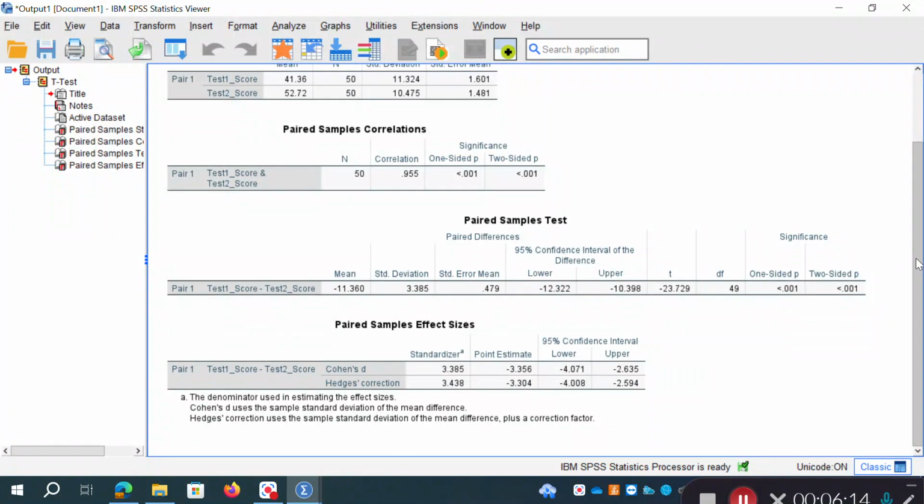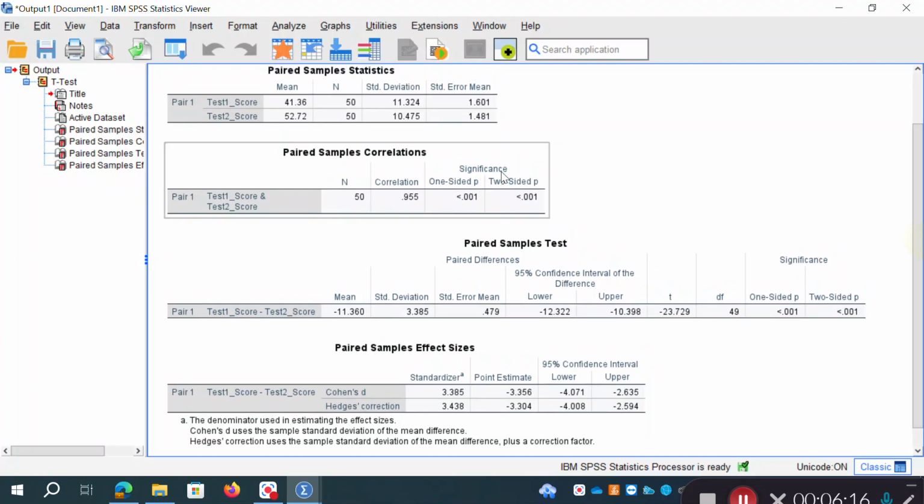To put that in context, if we look at our means, what that's telling us is participants' scores on test 2 were statistically significantly higher than their scores on test 1. So their performance improved in test 2 compared to test 1.